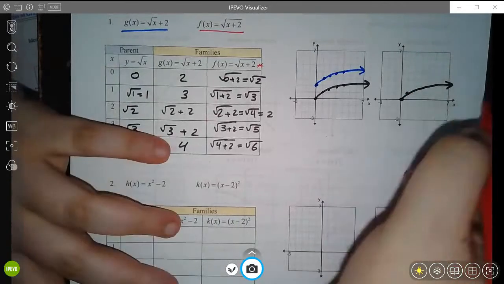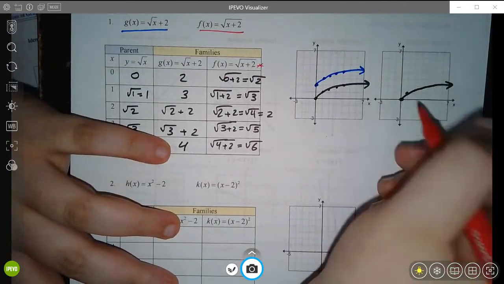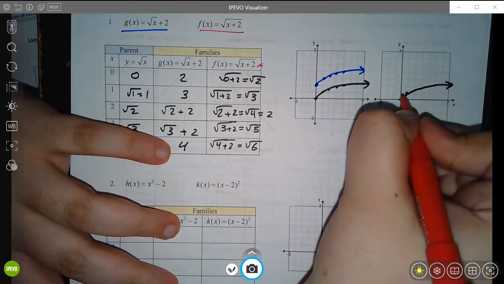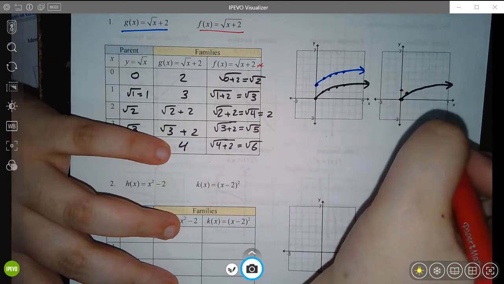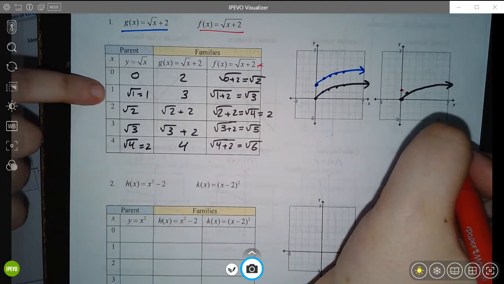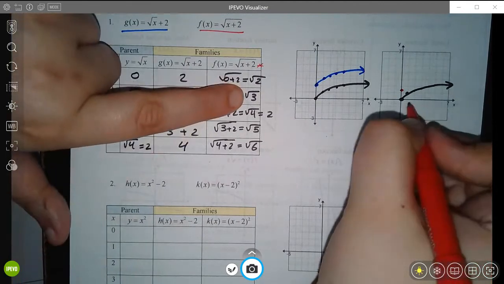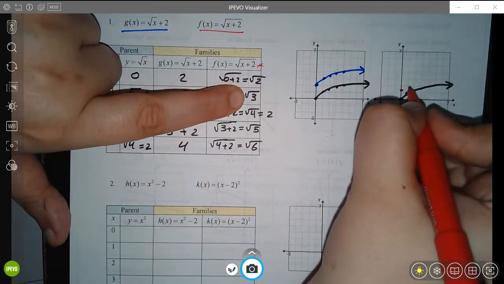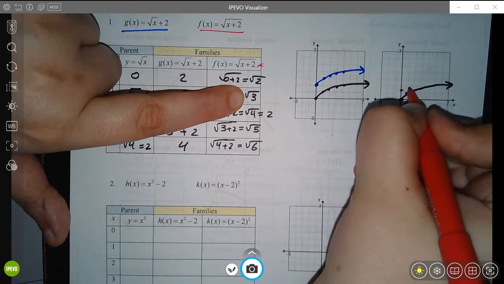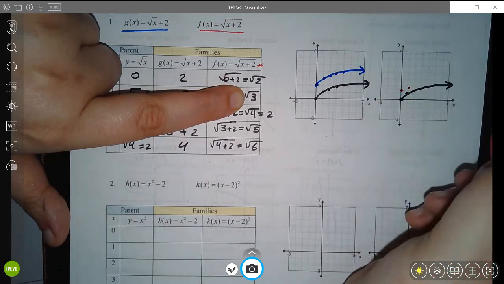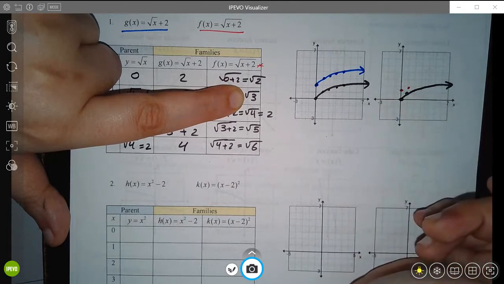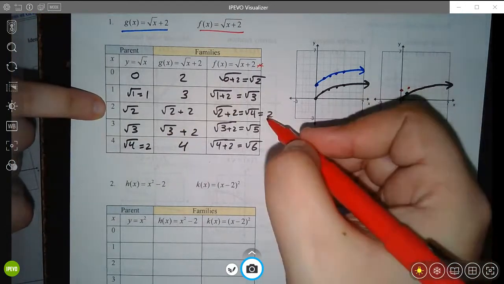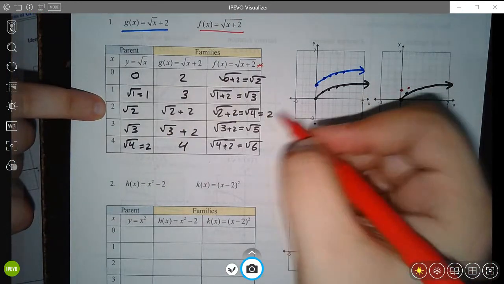So x is 0. Y is what? Root of 2, which would be like 1.3, which is right here. Okay. Now we have 1 and root of 3. This is 1. This one is going to be 1.7, which is like right here for y. You see the points? And then we have 2 and 2. So x is 2, y is 2.